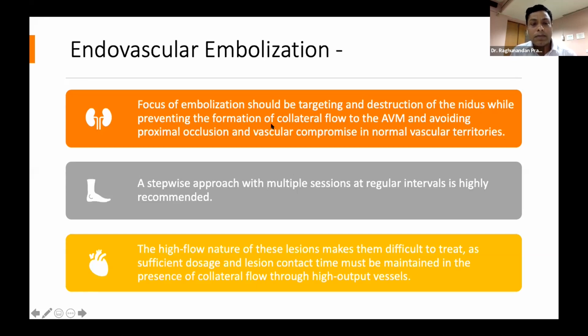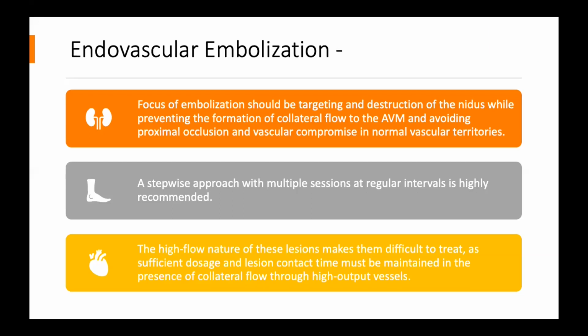So our aim should be to embolize as much collateral as possible, and at the same time avoid proximal occlusion of that feeding vessel, because if you occlude the vessel proximally, then there are higher chances of new collateral formation. Generally, a step-by-step approach is best, and you should plan to treat these kinds of lesions in multiple sessions at regular intervals, because the more aggressive you are, the higher the chances of developing ischemia.